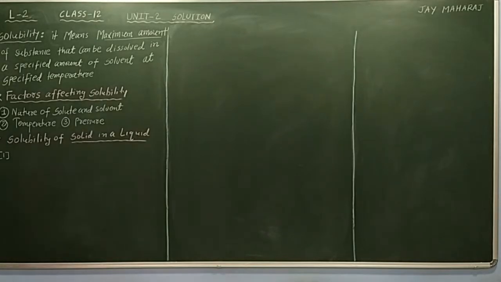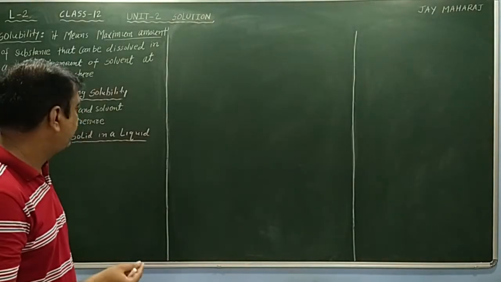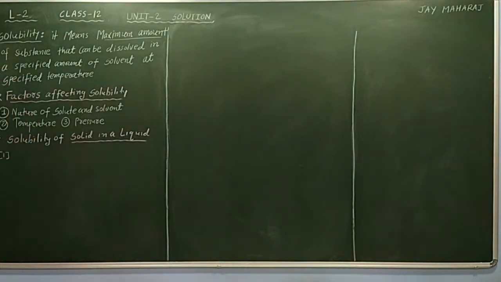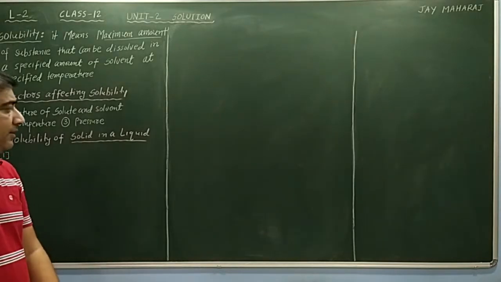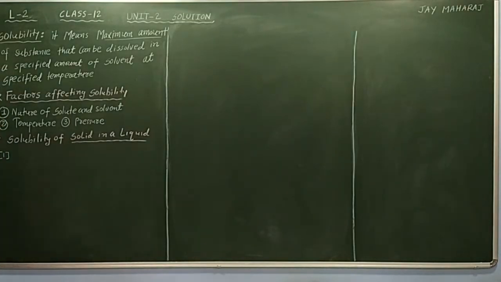Now, the various factors affecting solubility. The first one is the nature of solute and solvent. The second one is temperature and the third one is pressure. Now we will discuss the solubility of solid substances and gaseous substances in a liquid solvent. The first topic is the solubility of a solid in a liquid, that means the solute is in solid form and the solvent is in liquid form.